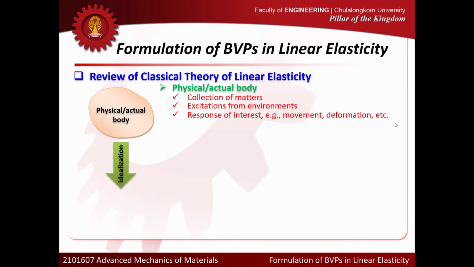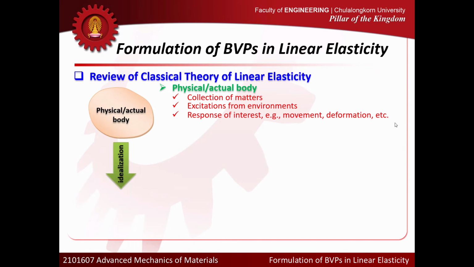There are two ways to understand the problem. The first way is to perform experiments. You can go to the lab and build a specimen similar to the body or the real structure you are interested in, and then perform experiments to gain data. That data or response allows you to understand the basic behavior of the problem of interest.